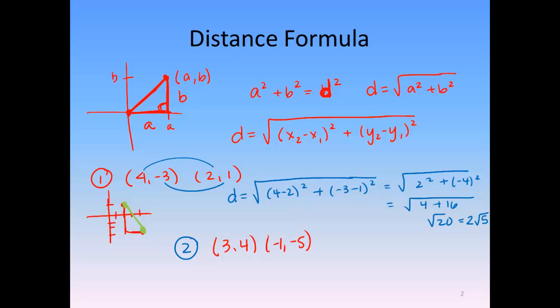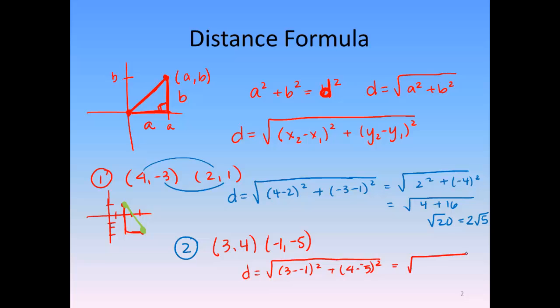I'm not going to draw the graph for you, but you can imagine where these 2 points are located. One is in the third quadrant and one is in the first quadrant, and I can draw a right triangle representing the change vertically and horizontally. So if I just go ahead and present the distance formula to you here, I will have 3 minus a -1 squared plus 4 minus a -5 squared.